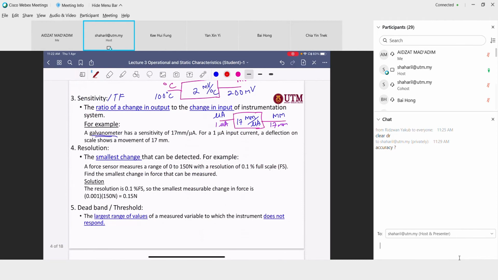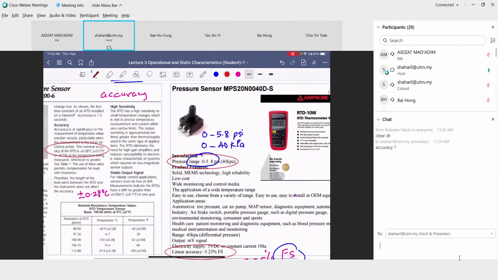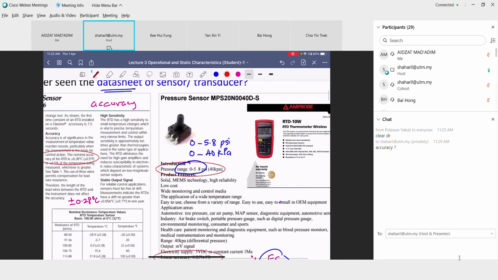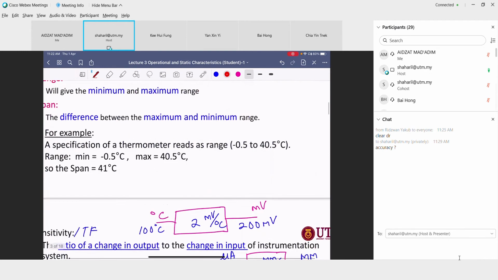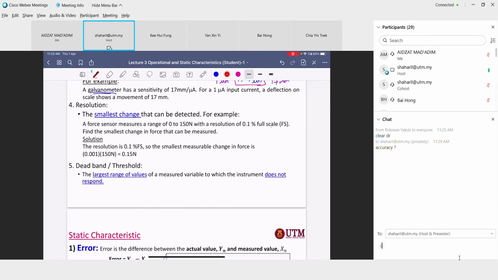Okay, the resolution and also the threshold. Threshold means the largest value that you cannot measure beyond. For example, for this case, the 40 kPa is the largest value. So that means if you want to measure the pressure at 100 kPa, you cannot use this kind of transducer. Okay, guys, so far so clear?